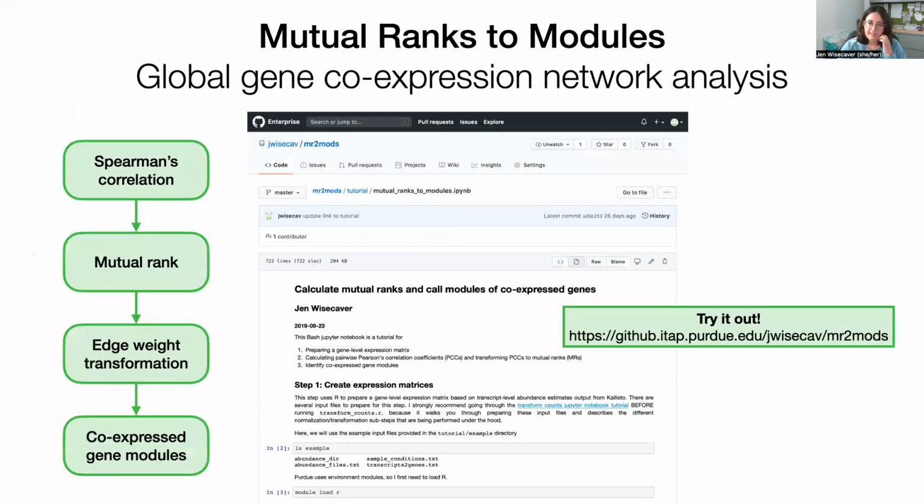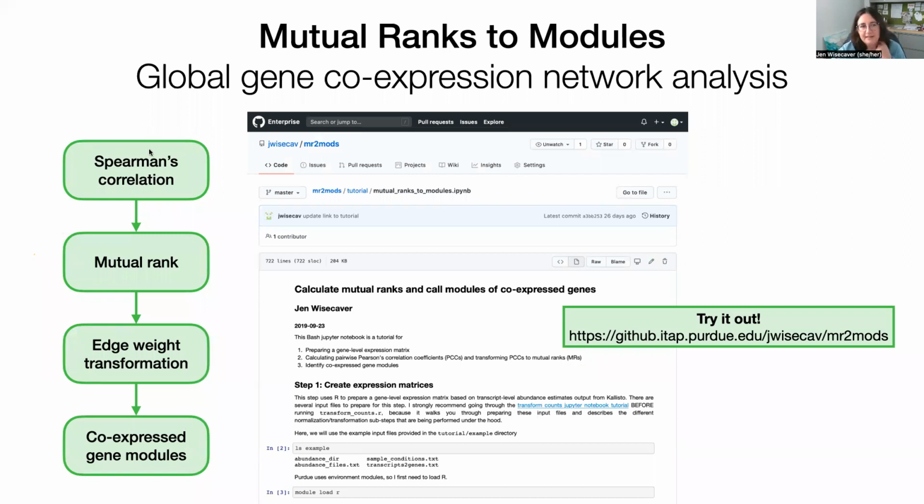And so to do this, my lab has developed what we're calling the mutual ranks to modules workflow. I don't have time to get into the specifics of the methods, although I have the slides saved for later. If people want to get into the methods, I'm happy to in the question and answer section.